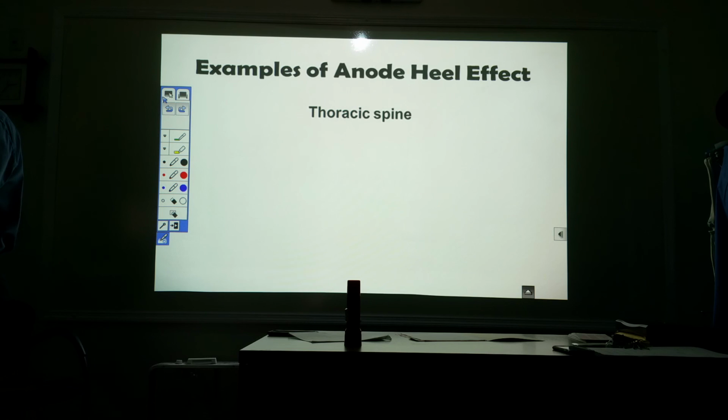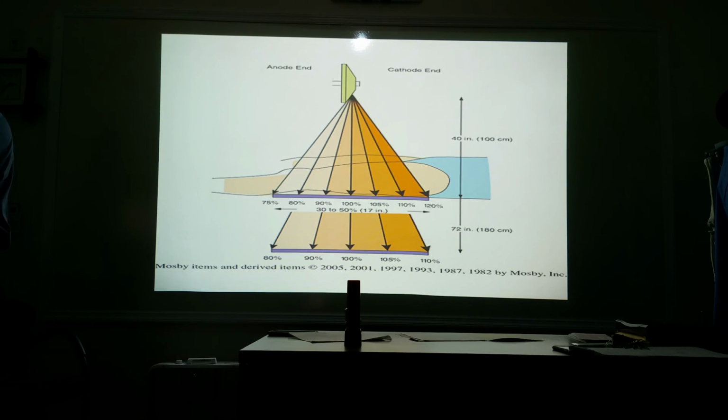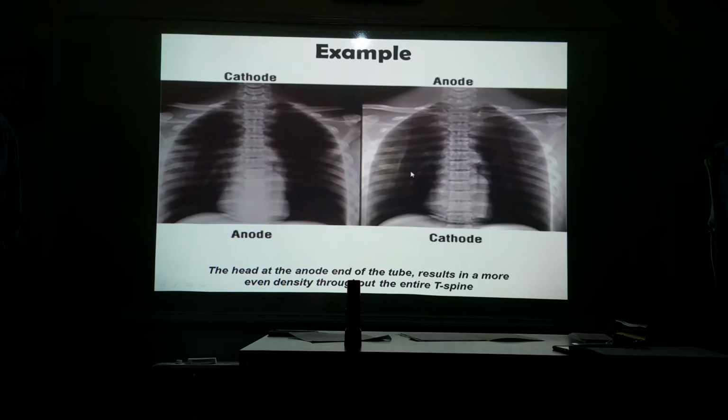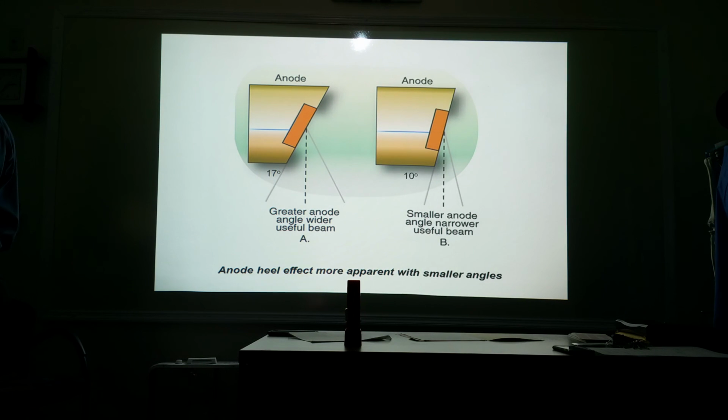So again, you're going to use the anode heel effect, put the thicker side of the body part towards the cathode end, such as the T-spine, the femur, the chest is another example. More pictures with the hip towards the cathode end. These are examples. If you didn't use your filter and if you didn't use the anode heel effect, you're going to get a film that's very, very dark. This is more even in density. You guys see the difference, right? That's what I just drew for you.